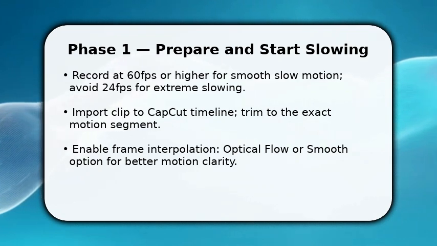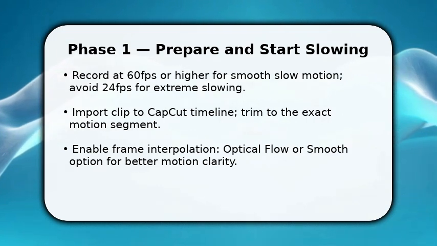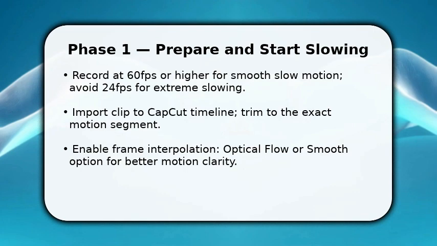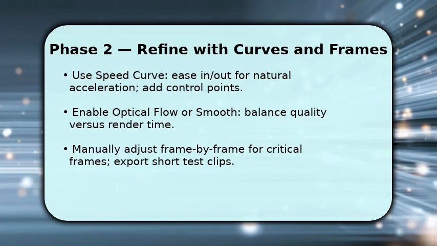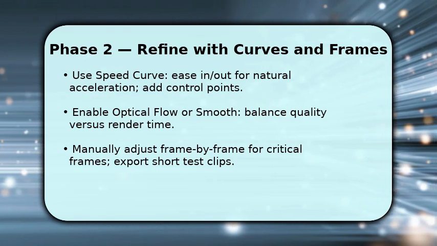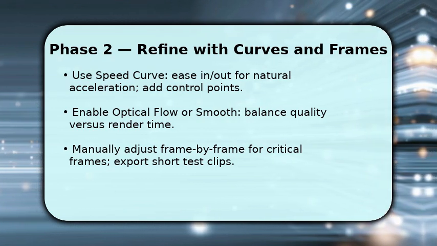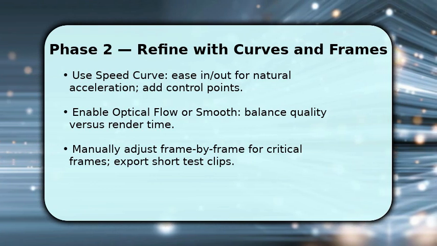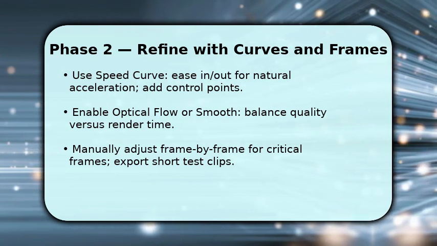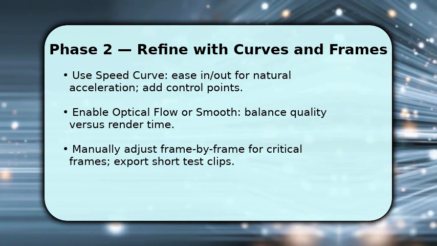Make sure to use optical flow or smooth frame interpolation. This reduces stutter by creating in-between frames, and it's why your slow motion will look professional. Now refine the motion. Open speed curve for precise timing, add control points to ease into the slow section, then ease out because abrupt speed shifts look artificial. Once the curve is set, enable optical flow or smooth to interpolate missing frames. This improves clarity, though it raises render time.